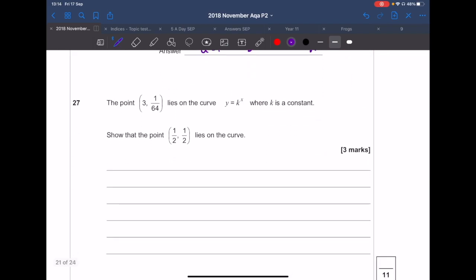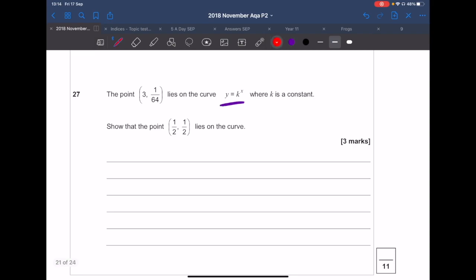The point (3, 1/64) lies on the curve, where k is a constant, so that the point lies on this curve. So what we can do is use this point and substitute into here to work out the value of the constant. Because we know it lies on the curve, 1 over 64 equals k to the power of 3. So there must be something we can do to arrange it. Well, 64, so k to the power of 3 equals 1 over 4 to the power of 3.